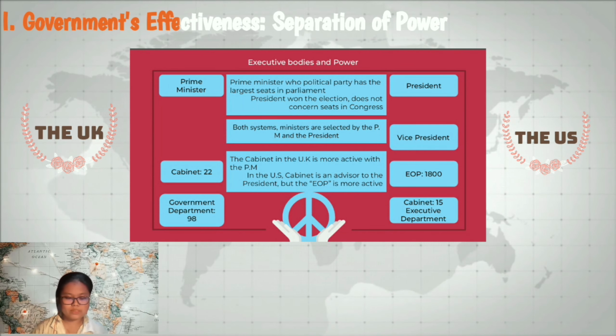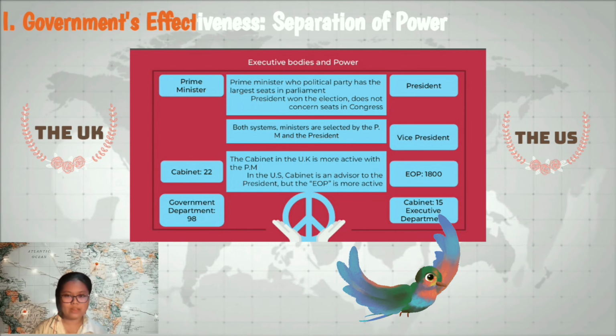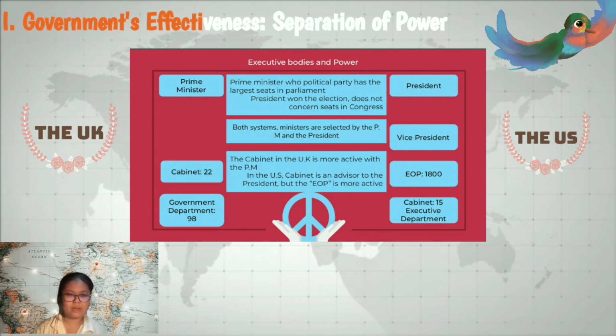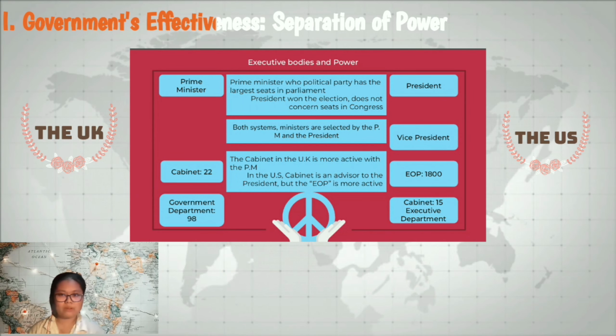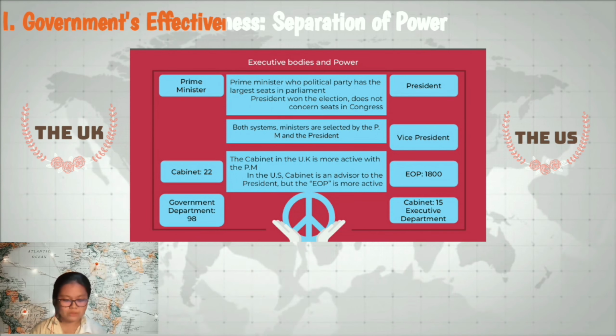So how about the ministers? The ministers in both systems are selected by the Prime Minister and the President as the executive. But the cabinet of the UK is more active than in the US. It is because in the UK, the cabinet meets with the Prime Minister once a week and has consensus decision making with the guidance of the Prime Minister, while in the US, the cabinet meetings are not very routine, and thus they are advisors of the president, which means they lack decision-making power.